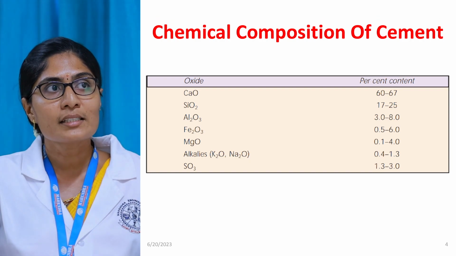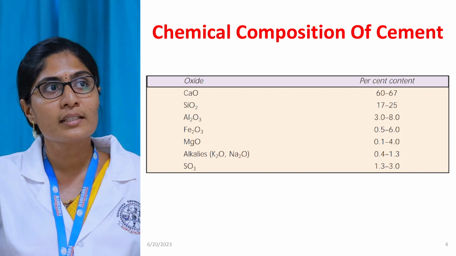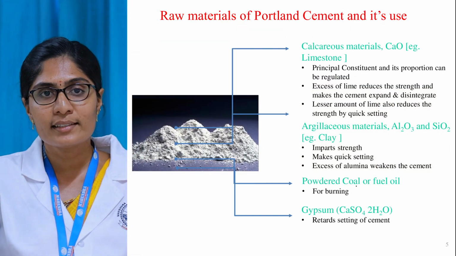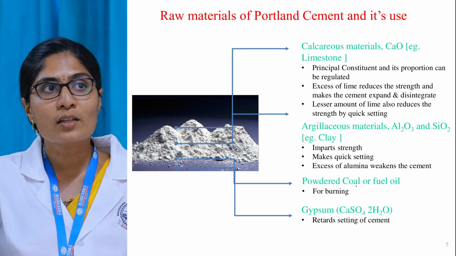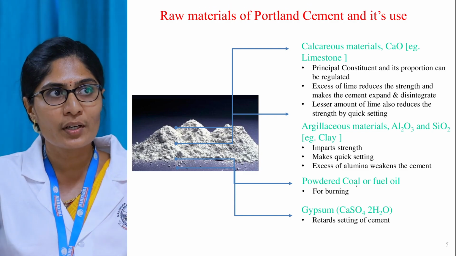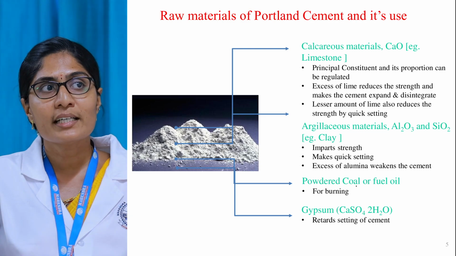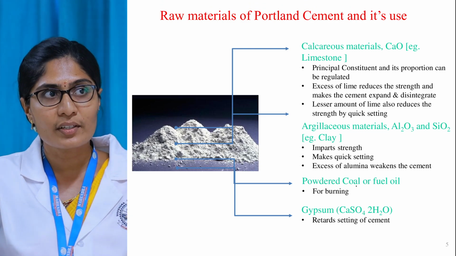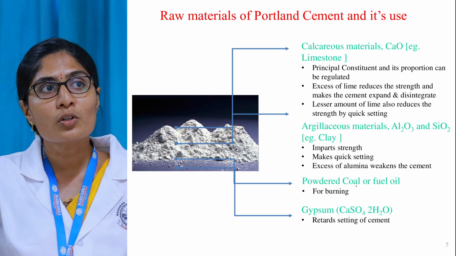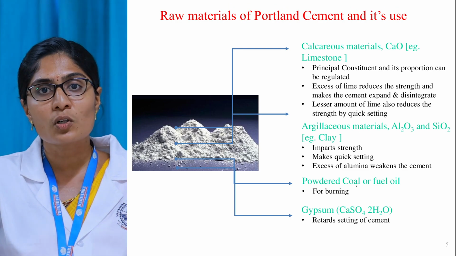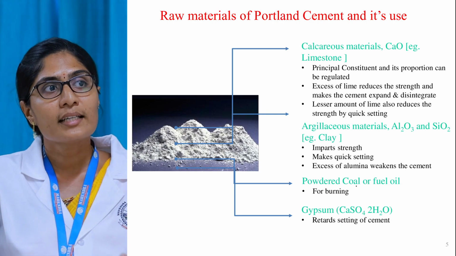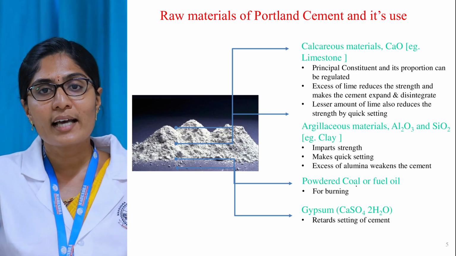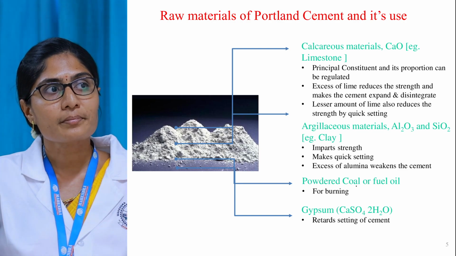Next are the raw materials for the manufacturing of Portland cement. First ingredient is the calcareous material, that is limestone. It is the principal constituent and its proportion can be regulated. Excess of lime will reduce the strength and make the cement expand and disintegrate, and a lesser amount of lime will reduce the strength and lead to quick setting of cement. The next ingredient is the argillaceous material, that is clay. It imparts strength and a quick setting nature.